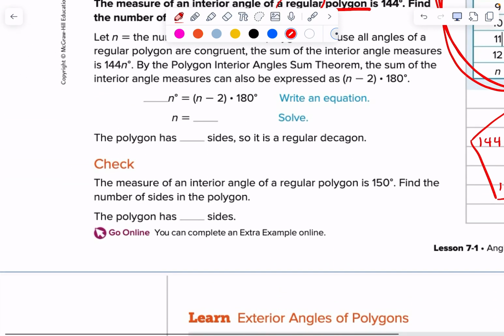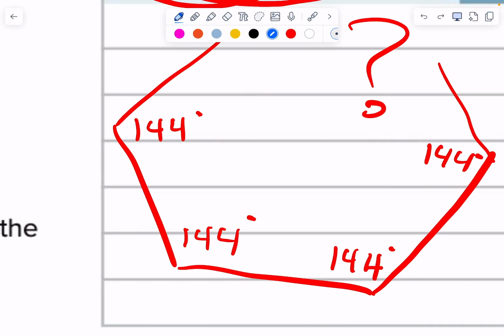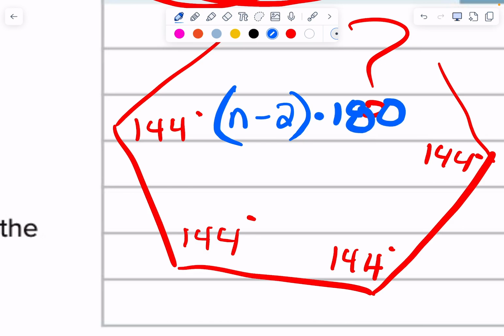So how do we figure out how many degrees are inside of here? We find how many sides there are. The number of sides, let's call that n. N minus 2 tells me how many triangles it has. And then what do I do with that number? Times 180. That tells me the total inside of there.